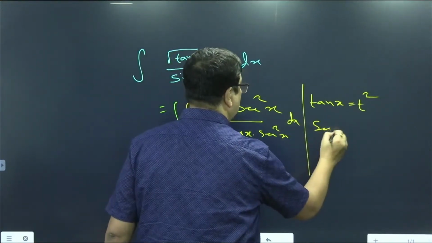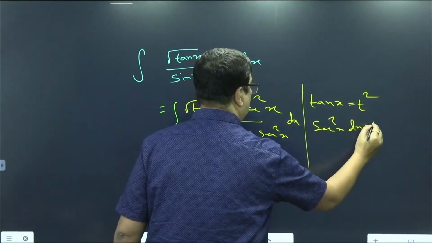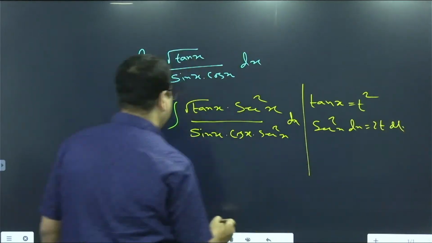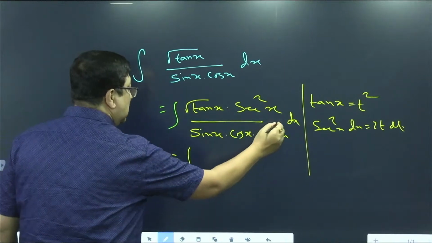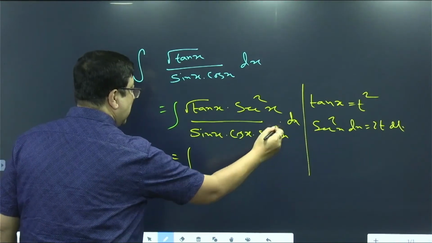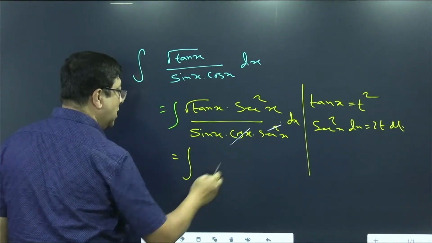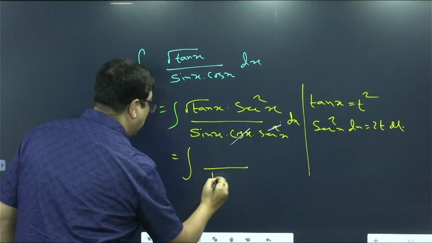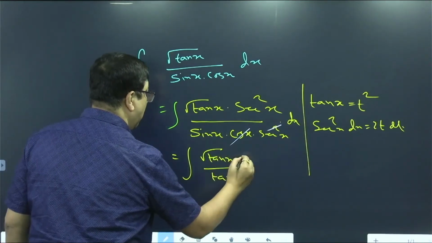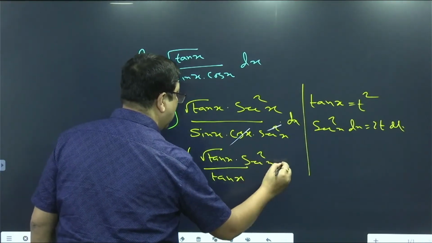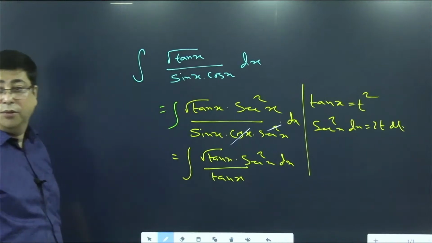So this is coming sec square x dx equal to 2t dt, and here it is, everybody. So tan x as t square. Cos x into sec x is cancelled, and sin x into sec x is tan x. The denominator is coming tan x, this is coming root tan x. We have to get into the proper form. Now the sum is over.